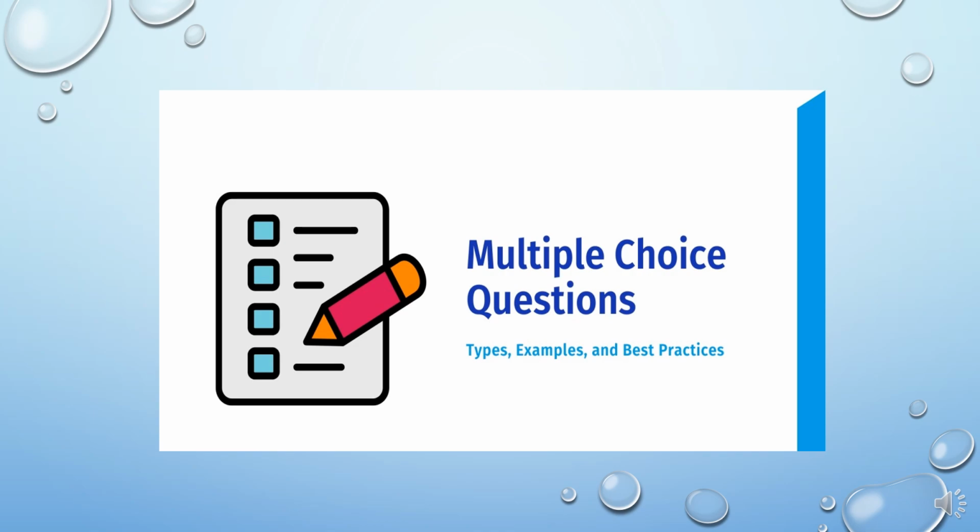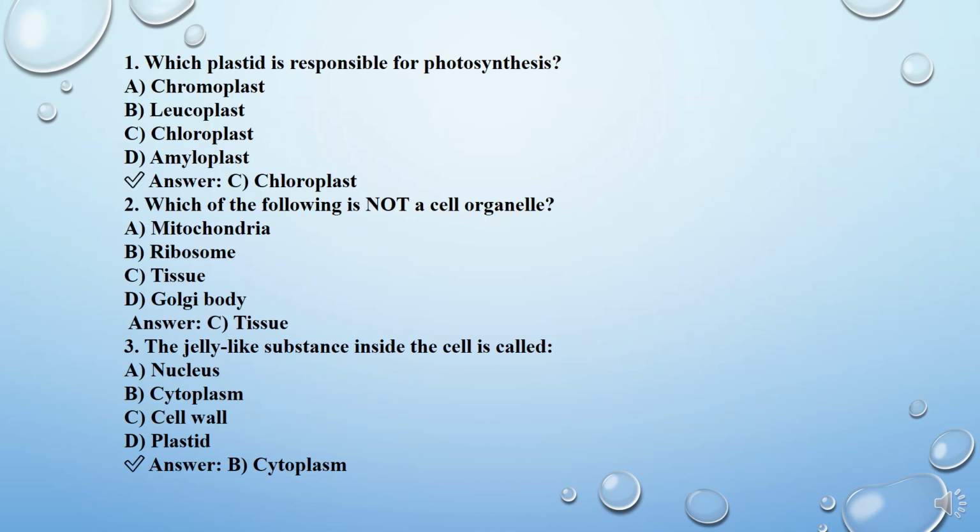We will start with multiple choice or MCQ questions. Which plastid is responsible for photosynthesis? Chromoplast, leucoplast, chloroplast, amyloplast. The answer will be chloroplast.